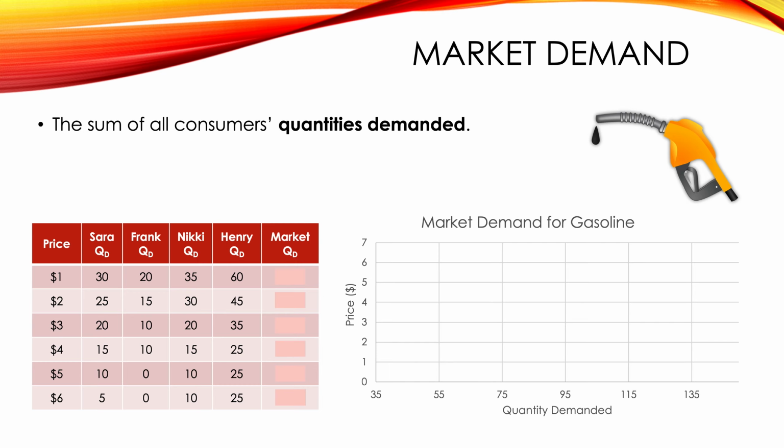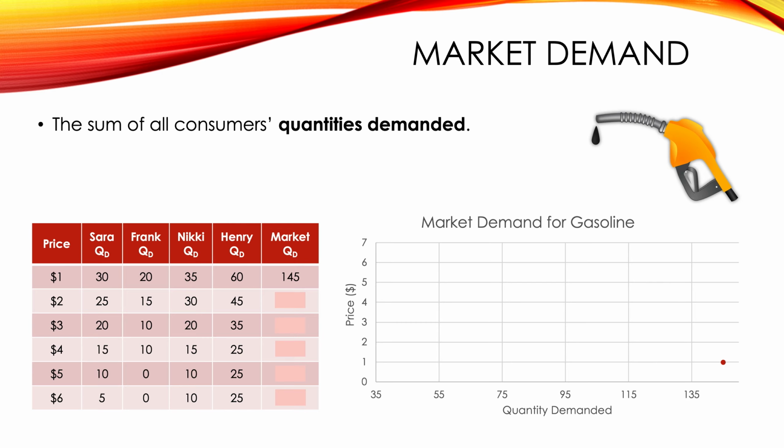Market demand is very easy to figure out because market demand is just the sum of all of the consumers' quantity demanded. So at a price of $1 per gallon, Sarah wants 30 gallons, Frank wants 20, Nikki wants 35, Henry wants 60. That means the market demand is going to be 145 altogether. And we can take that point and we can plot it. So over here, $1 per gallon, follow it over, this is 145 right here. So that's the market demand at a price of $1.